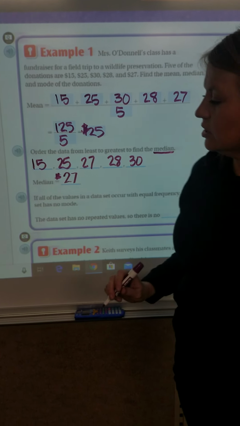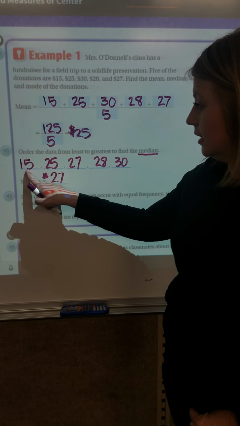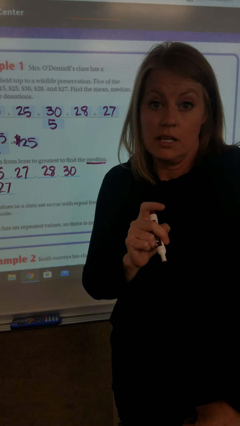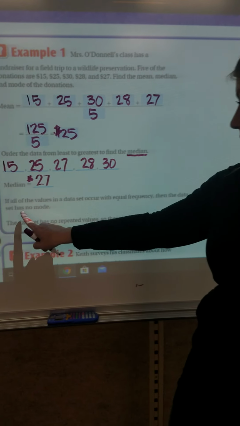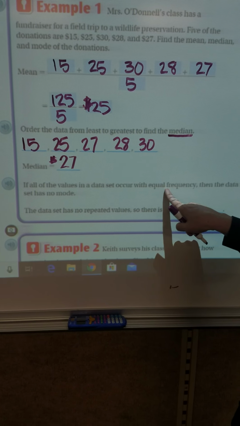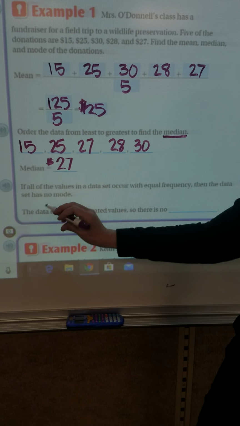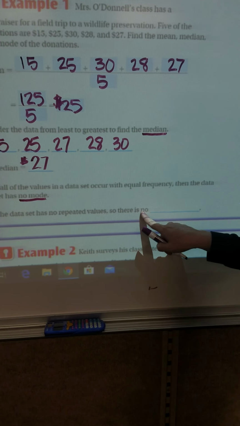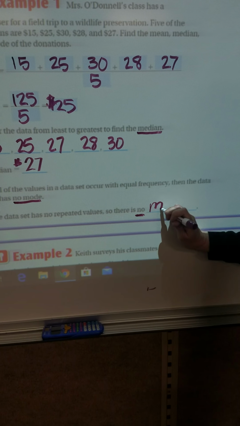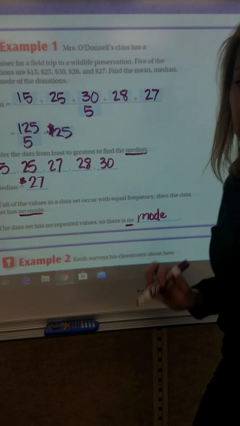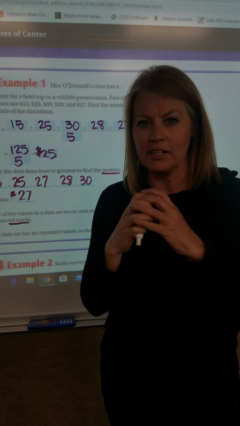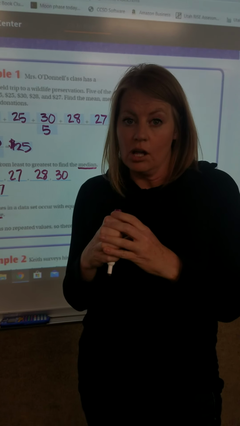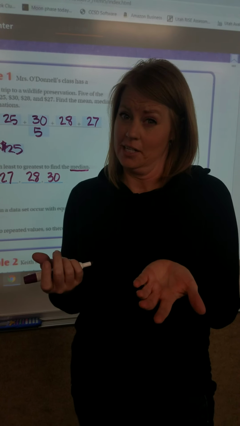And then finally, boys and girls, finding the mode. When we look at our numbers, they all only occur one time, which means there is no mode. Okay, it says if all of the values in a data set occur with equal frequency, then the data set has no mode. The data set has no repeated values, so there is no mode. Now, this is a good example of when 0 would definitely be not appropriate. Okay, because 0 would mean that $0 appeared the most often, and it didn't appear at all in our data set.